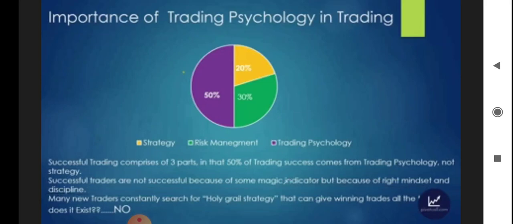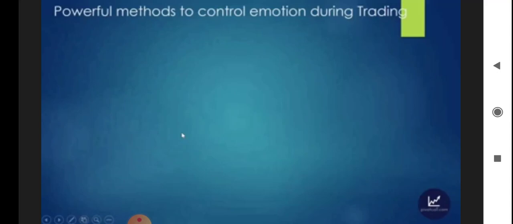Remember this. That means there is no magic indicator or magic strategy, but you need to have a good strategy, and at the same time you should have the right mindset and discipline. Many new traders constantly search for a holy grail strategy that can give winning trades all the time, but does it exist? No. There is no holy grail strategy, so don't run behind it. It's more about having a good strategy, following risk management, and having good trading psychology.